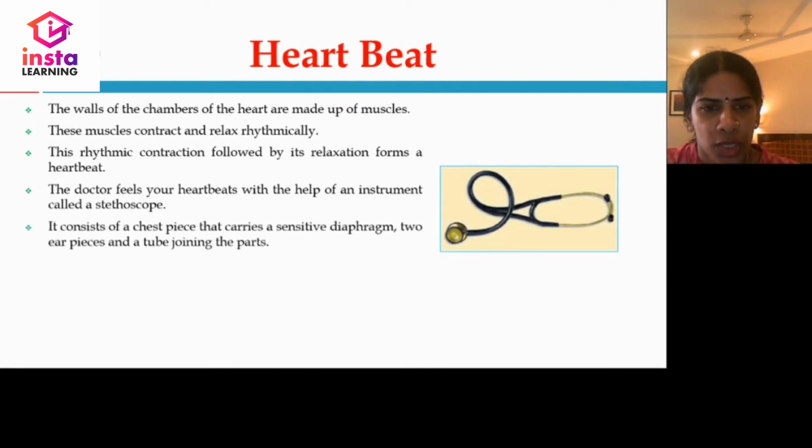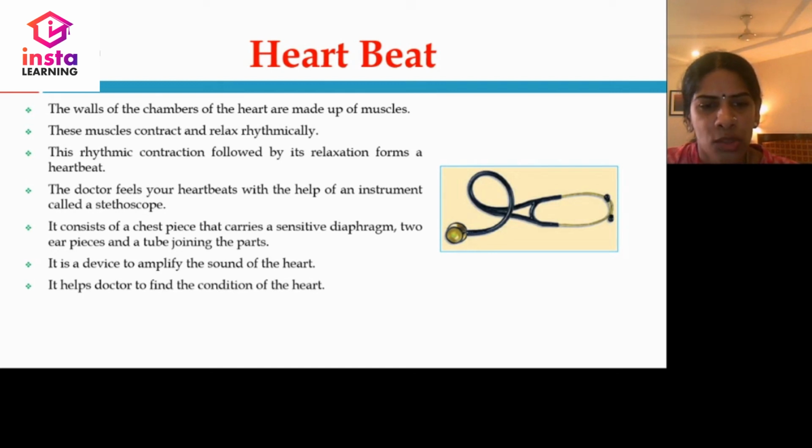It consists of a chest piece that carries a sensitive diaphragm, two earpieces, and a tube joining the parts. It is a device to amplify the sound of the heart. It helps the doctor to find the condition of the heart.